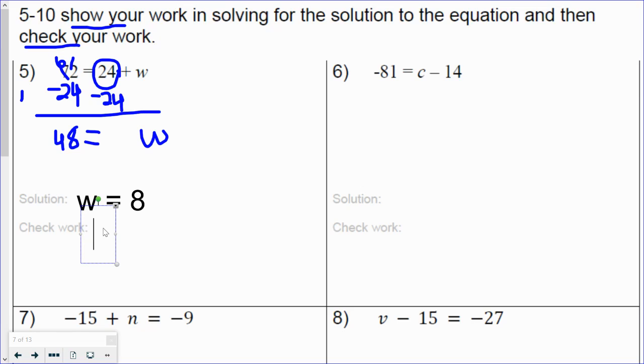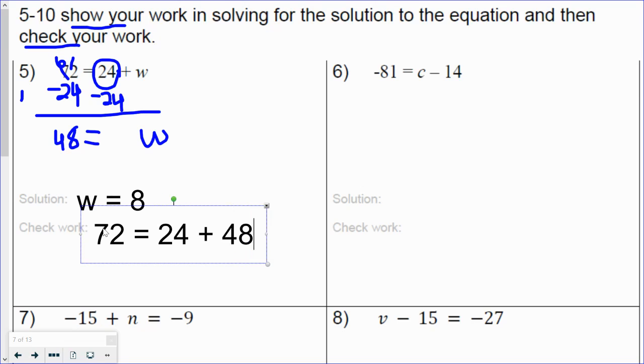Okay, so let's check our work. Take 72 equal to 24. And if I add 48 to that, what do we get? So we want to know that yes, 72 does in fact equal 72.